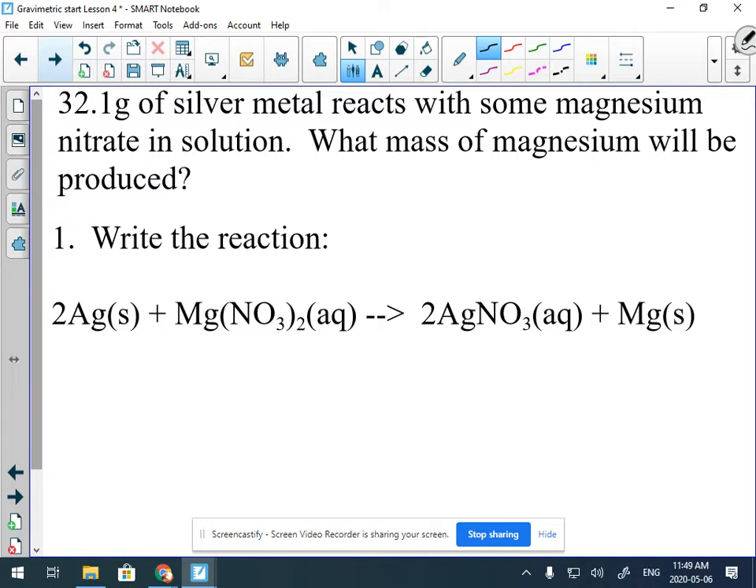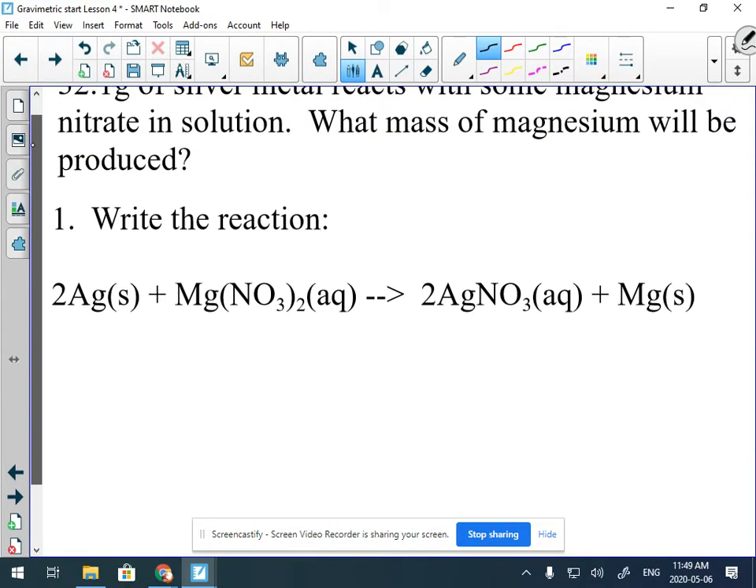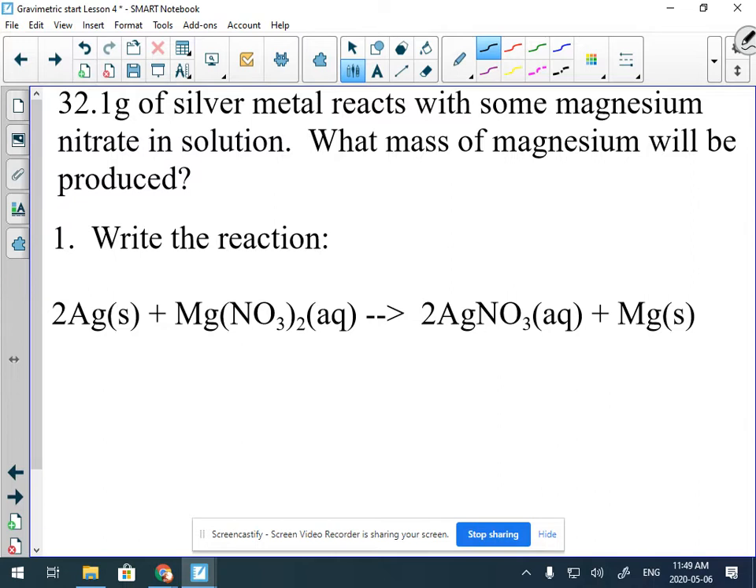Okay, so here's the reaction given to us. It's a little bit easier. We get a balanced reaction. It says 32.1 grams of silver metal reacts with magnesium nitrate. What mass of magnesium will be produced? Right, if you're not given the reaction, we need to write it. Now let's write down everything we know.